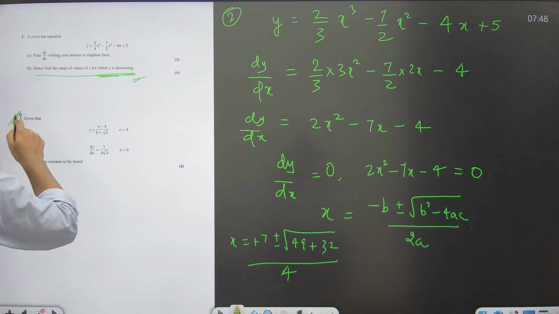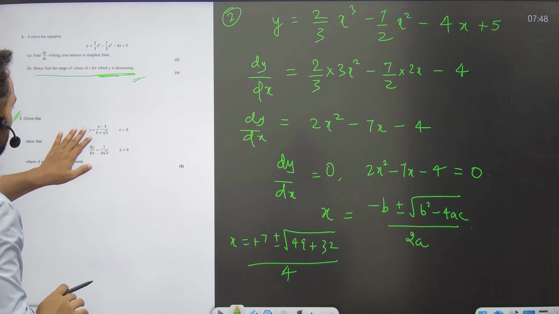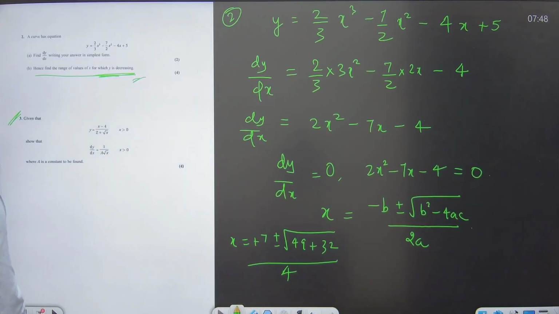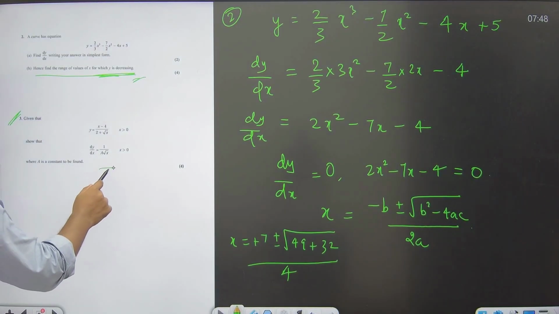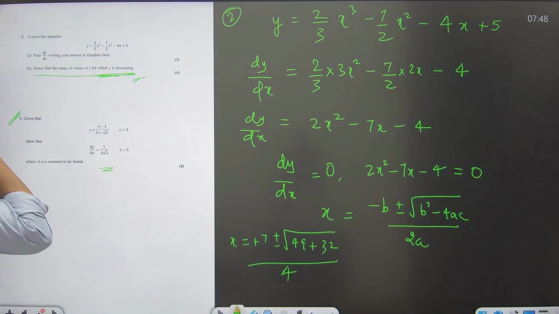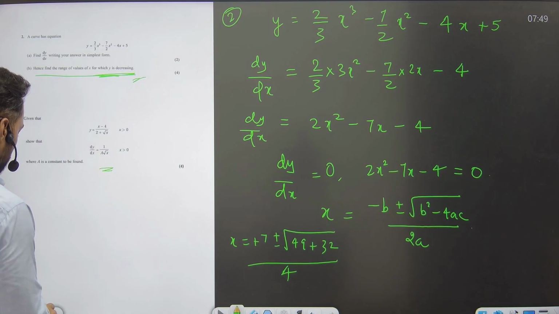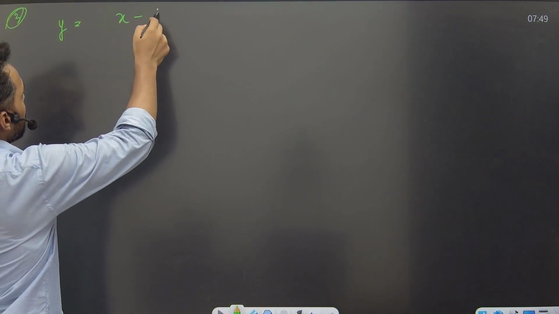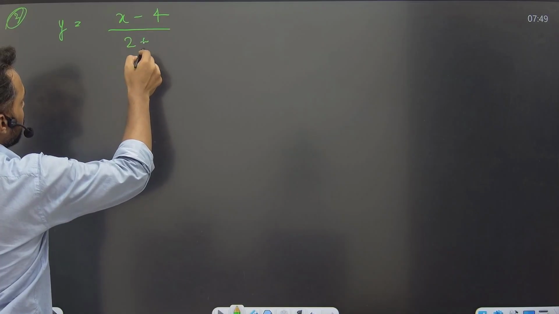In the next part, student, they have asked us to do this: given x is minus 4, y is equal to x minus 4 upon 2 plus root x. Okay, we need to show this particular part which they have asked to show, and where a is a constant to be found. So y is equal to, question number 3 we are attempting, y is equal to x minus 4 upon 2 plus root x.